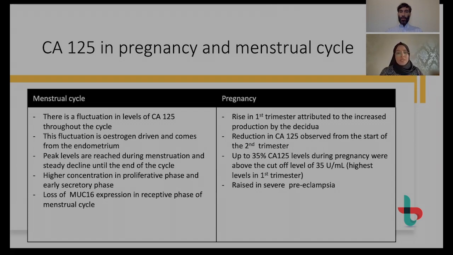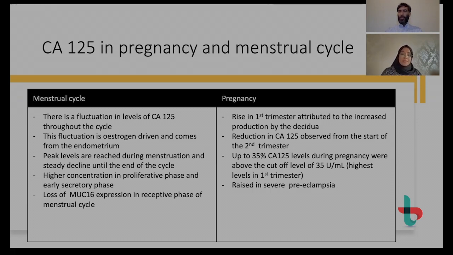This has also been shown in studies where patients who've had a hysterectomy with ovarian conservation, there is no observed fluctuation in CA125. So the peak levels of CA125 are reached during menstruation, and then we observe a steady decline throughout until the end of the menstrual cycle. So there is high levels in the proliferative phase and in the early secretory phase.